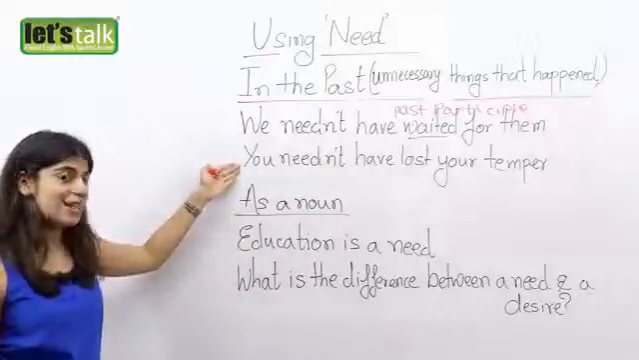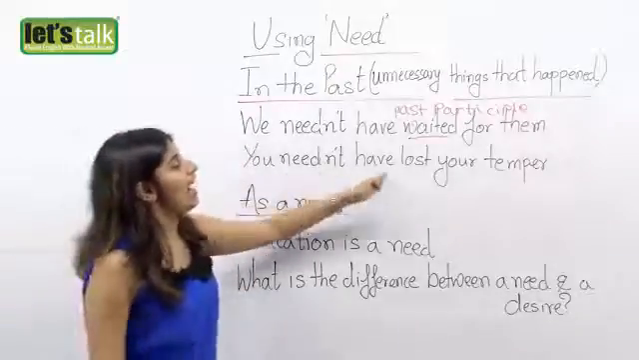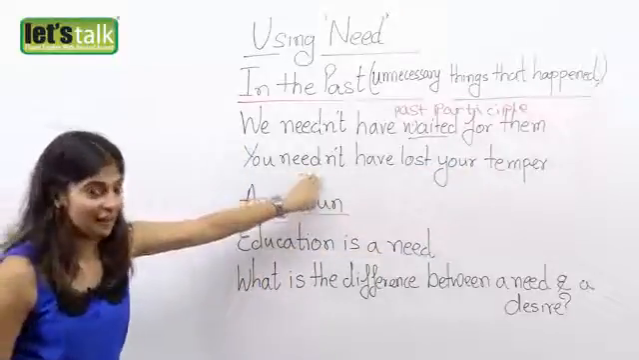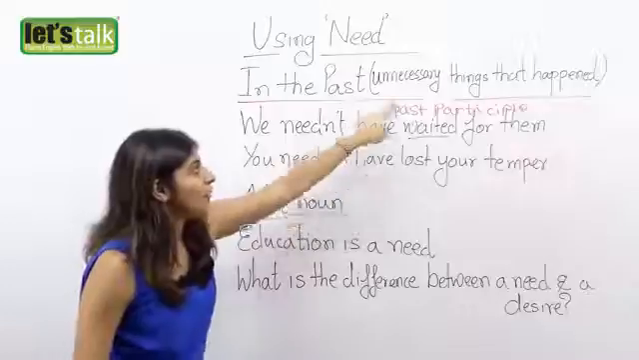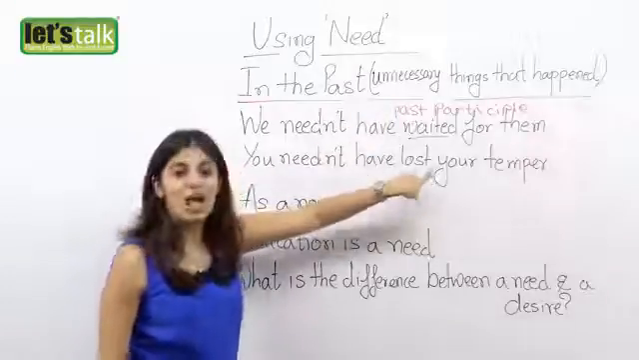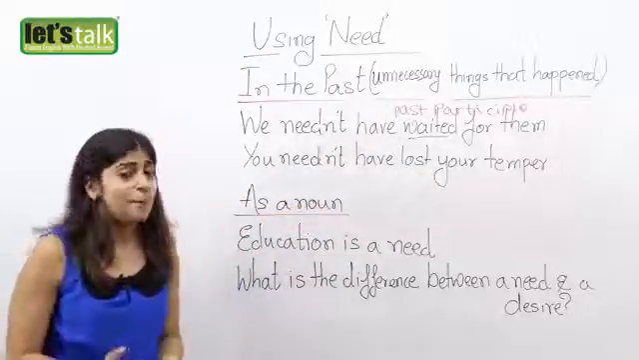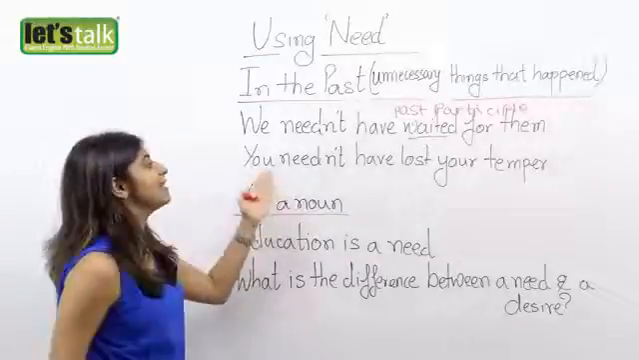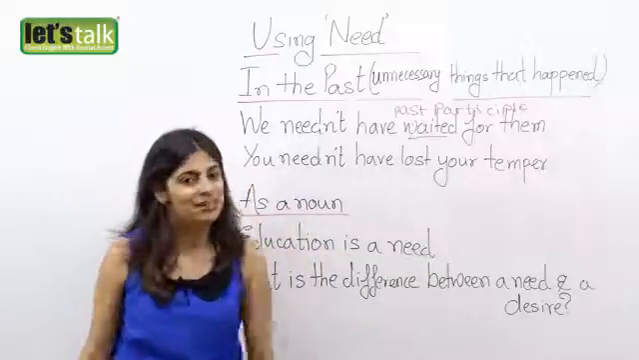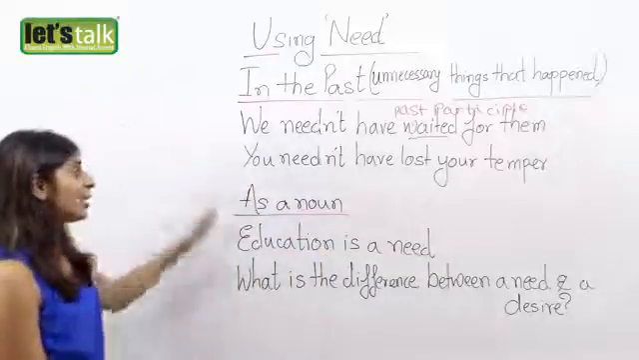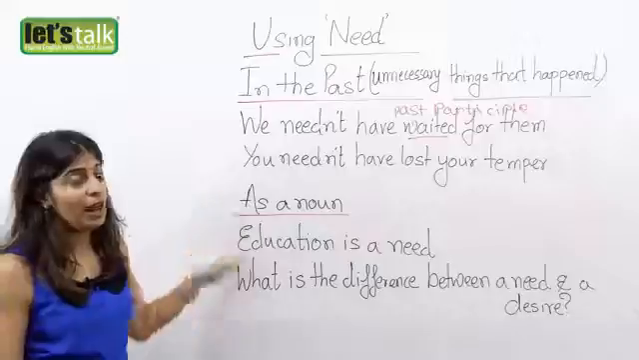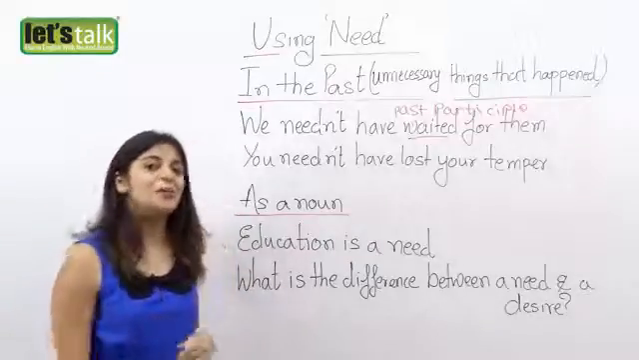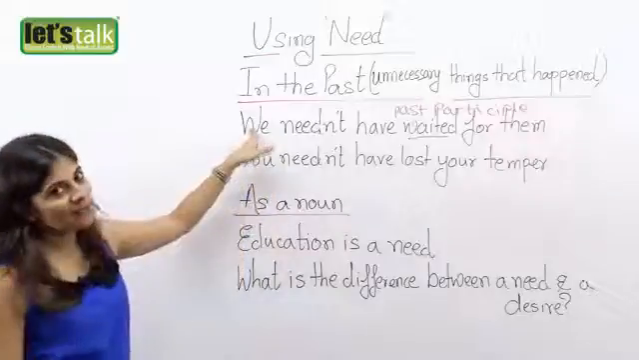Let's look at another sentence here, you needn't have lost your temper. Again, here needn't is your negative, have plus the past participle, that is lost. So losing your temper was just unnecessary. So that's why we use the sentence you needn't have lost your temper. Now we learned need as the main verb, as the auxiliary verb, and how need can be used in the past.